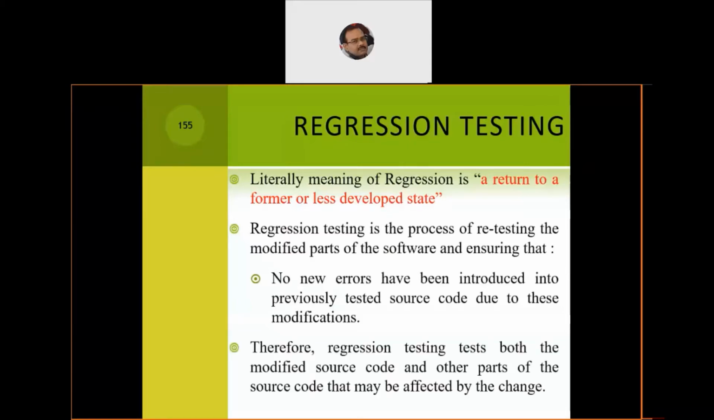Regression testing tests both the modified source code, which is the new source code now, and the other parts of the source code that may get affected by a change. So the ripple effect phenomenon will be there. Once you are modifying a line of code, you should be very conscious of the possible consequences of that particular modification on the entire lines of code which you have written for that particular software. Whatever the ripple effects are, they should be properly countered and properly scanned. One correction should not lead to more problems.